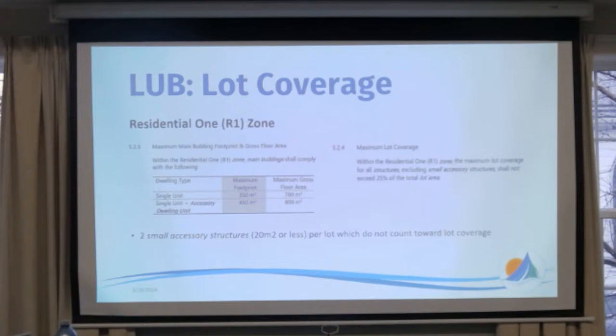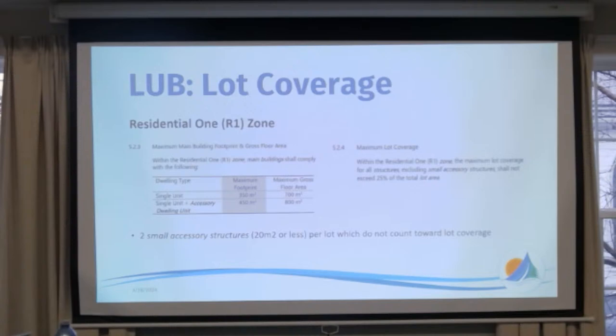So in this zone, there is now a maximum footprint for new structures. So that's how big it is at the ground floor. And that is basically, as you see here, 350 meters squared. I'm just going to refer to my chart here, which is about 3,750 square feet. So it's a large footprint, but we have large homes in that zone, and that's reflective of that.